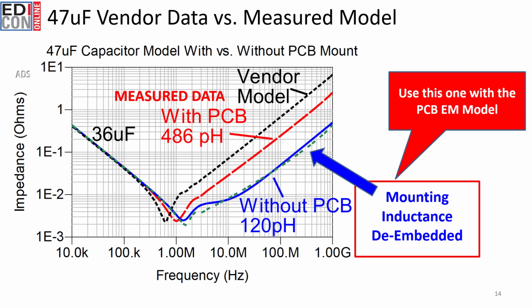As a final example, here is a typical impedance plot of a 47 microfarad ceramic capacitor showing the vendor data versus the measured data. The vendor data is compared to the measured data and then compared to the data with the mounting inductance de-embedded. Here we are showing that the measured capacitor data with the mounting inductance de-embedded is the right model to use with the EM model in simulation.